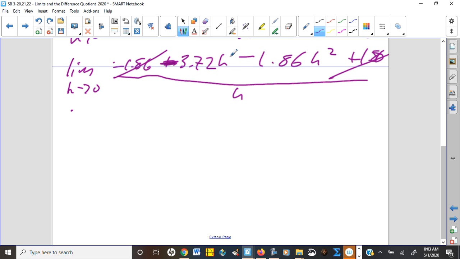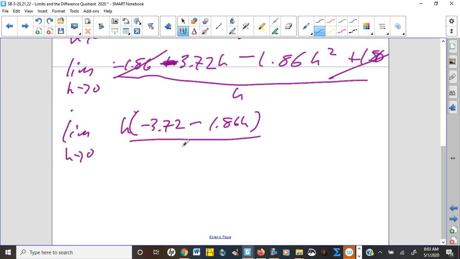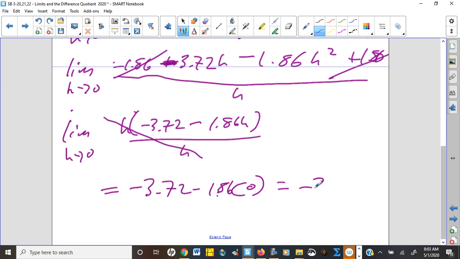I think 1.86 times 2 is 3.72, I think I got that right. So all we have left is an h times negative 3.72 minus 1.86h all over h. The h's cancel. I believe I can now evaluate this thing by doing negative 3.72 minus 1.86 times 0, right? And that's just going to be negative 3.72.